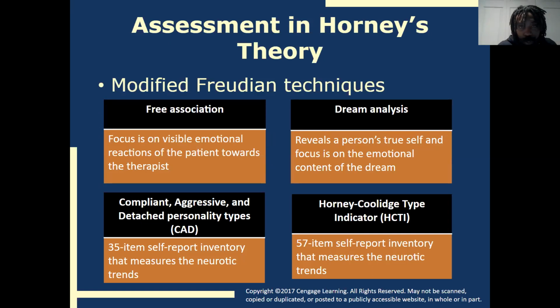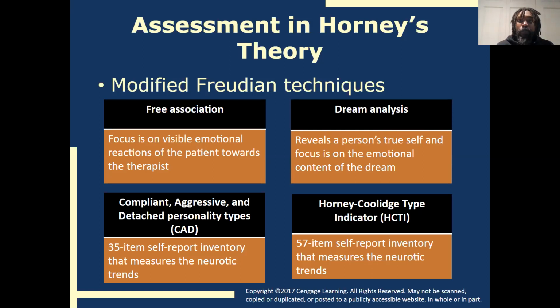So if you look at assessment in Horney's theory, she modified some of Freud's techniques. So you see here right away that free association and dream analysis, two forms of assessment that we saw in Freud's theory, are also used by Horney. So in free association, the focus is on visible emotional reactions of the patient towards the therapist. I want to touch on that a little bit.